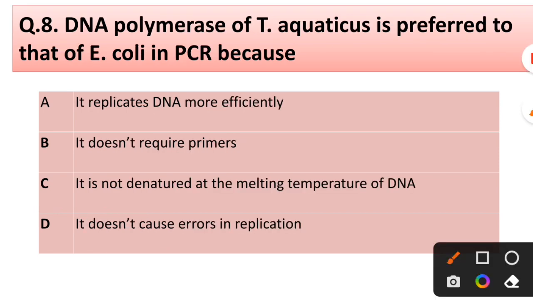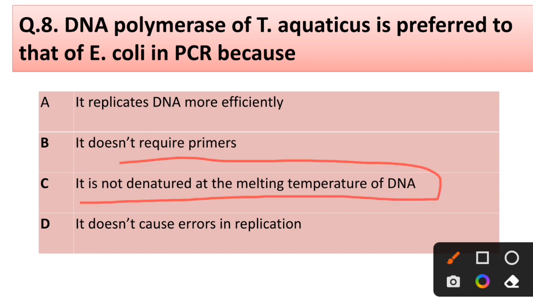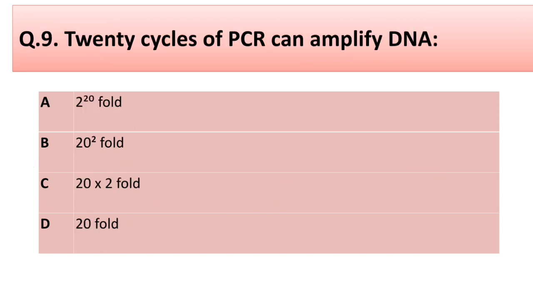Question number 8. DNA polymerase of T. aquaticus is preferred to that of E. coli in PCR because it replicates DNA more efficiently, it does not require primer, it is not denatured at the melting temperature of DNA, it doesn't cause error in replication. Correct answer is option C. It is not denatured at the melting temperature of DNA.